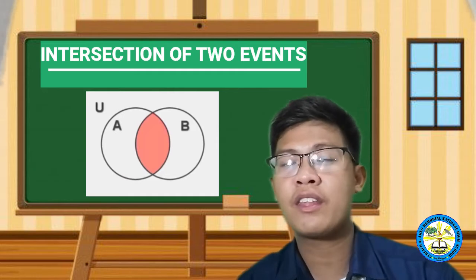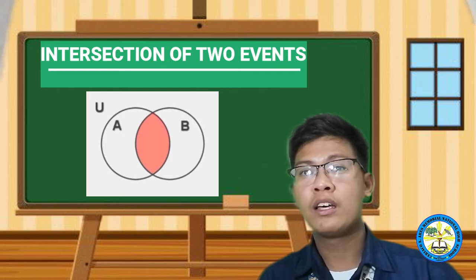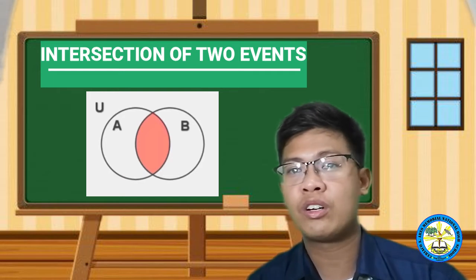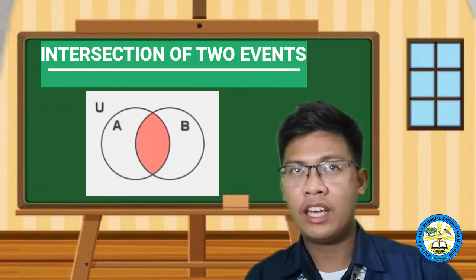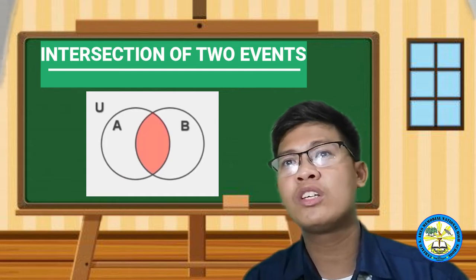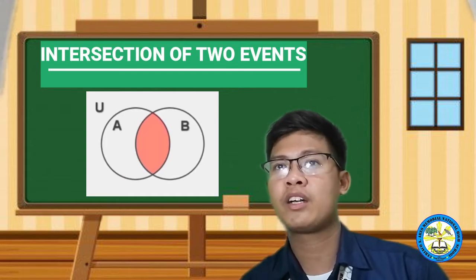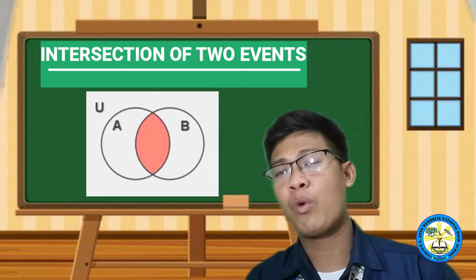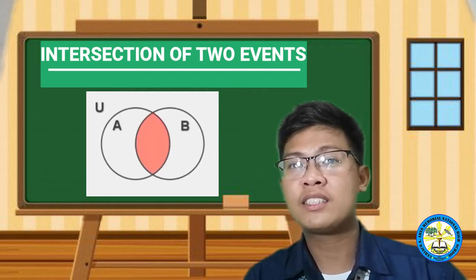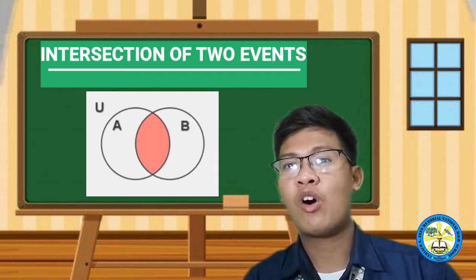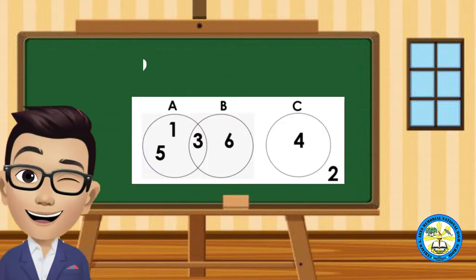In the previous Venn diagram, in terms of union, all the regions were shaded. Here, in the intersection of two events, the only shaded part is the middlemost part, where the two events intersect or are common to one another.